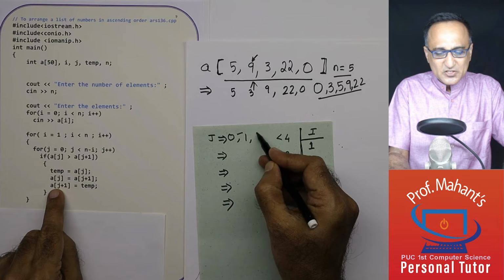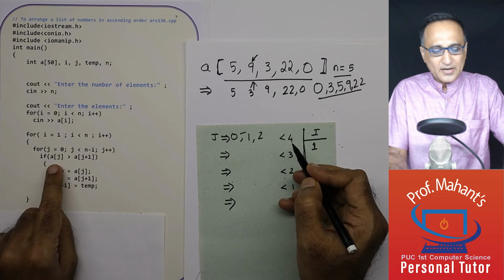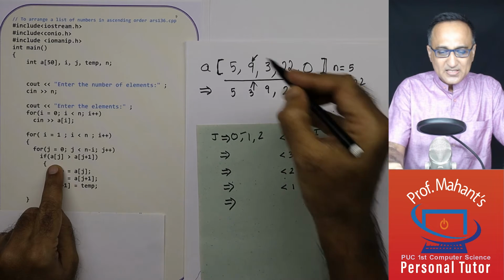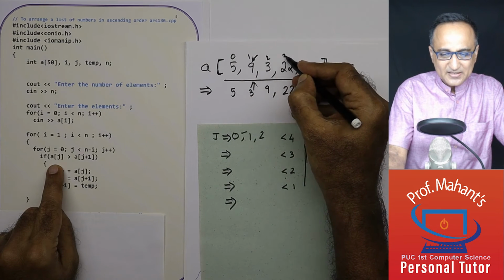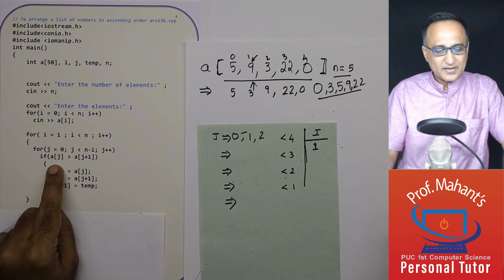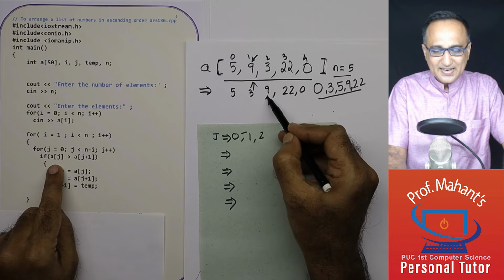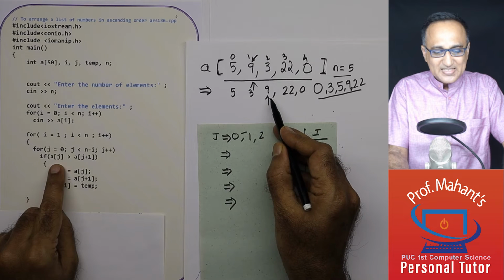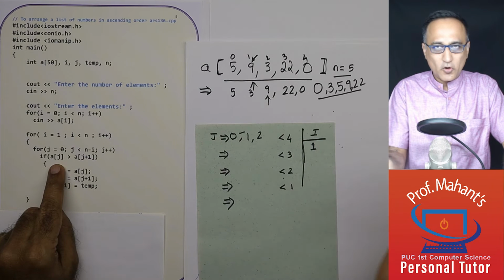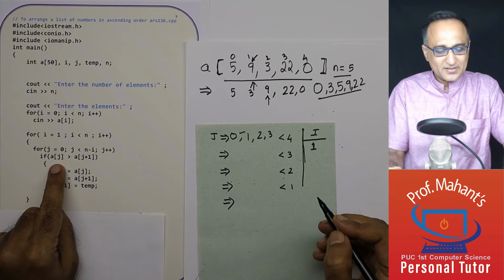Now after this, j becomes 2. So 2 is still less than 4. This is the 0th element, this is the 1st element, 2nd element, 3rd element, and this is the 4th element. So A of 2 is now 9, not 3, because we are working on the new array. Now is 9 greater than 22? No, 9 is not greater than 22. I don't bother. I increase the value of j to 3.